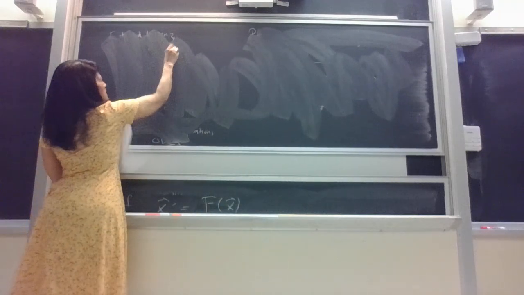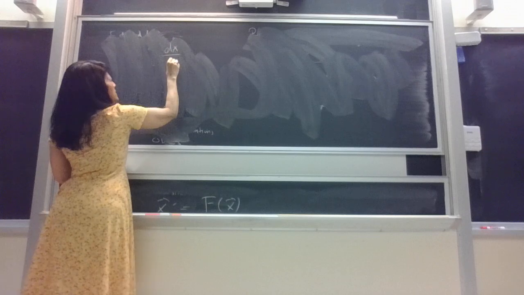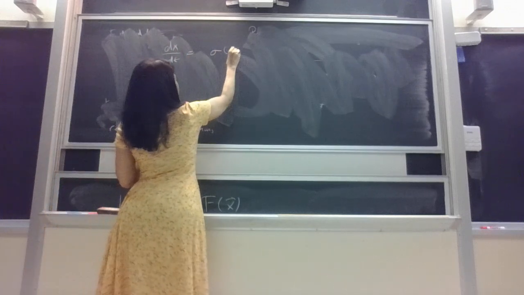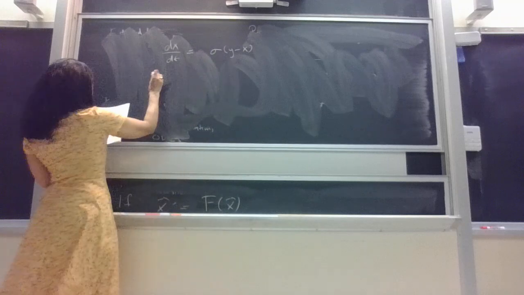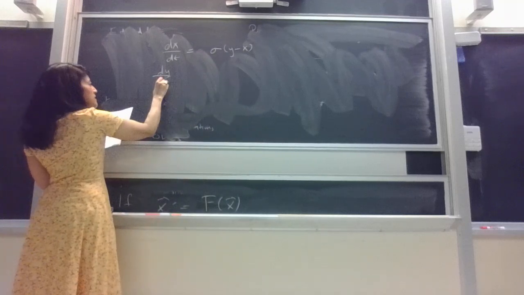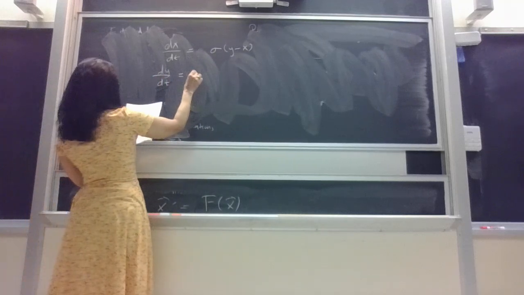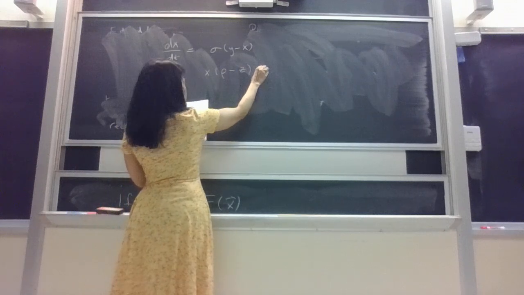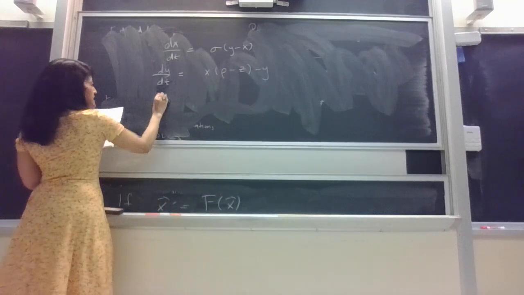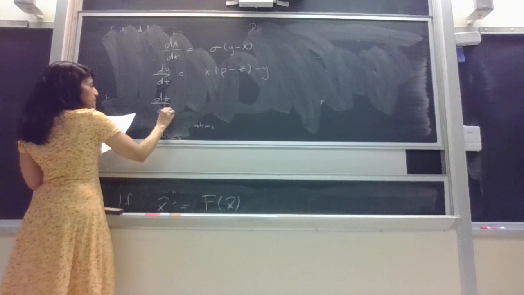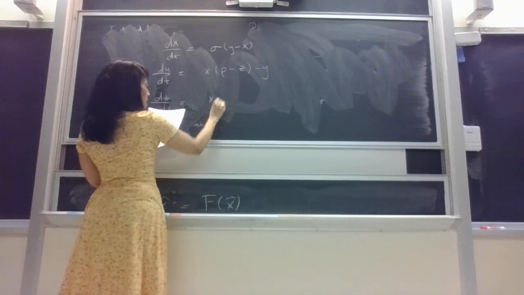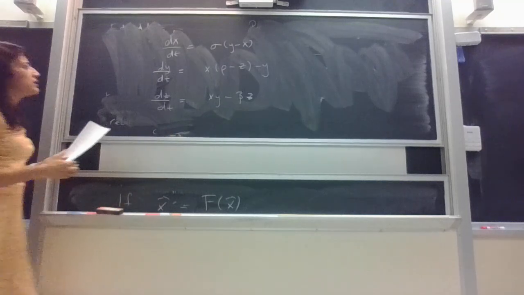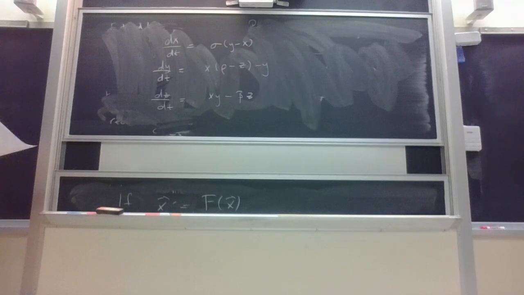Looks super easy. dx/dt is equal to sigma times (y minus x). This one's linear. dy/dt is equal to x times (rho minus z) minus y, and dz/dt is equal to xy minus beta z. That's the Lorenz model.